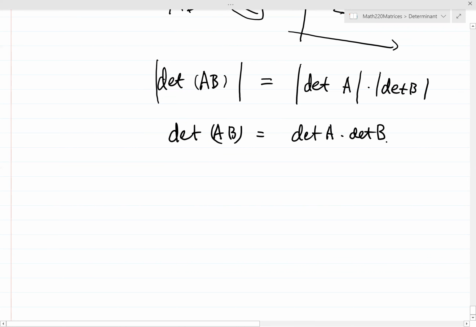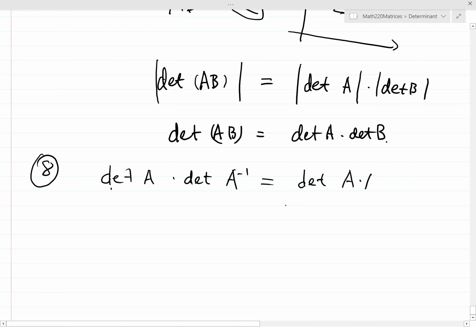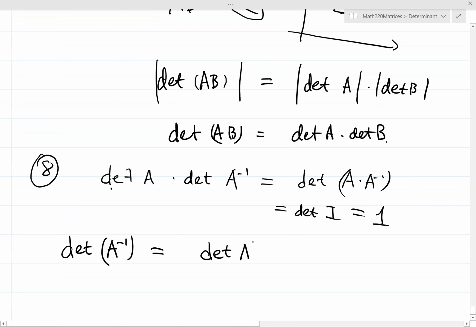Another property, property 8, concerns the determinant of A and the determinant of A inverse. The determinant of A times the determinant of A inverse, by the property of the determinant from the last step, is the determinant of A times A inverse. So we get the determinant of I, the identity, which is 1. So the determinant of A inverse is the inverse of the determinant. It's a nice property.